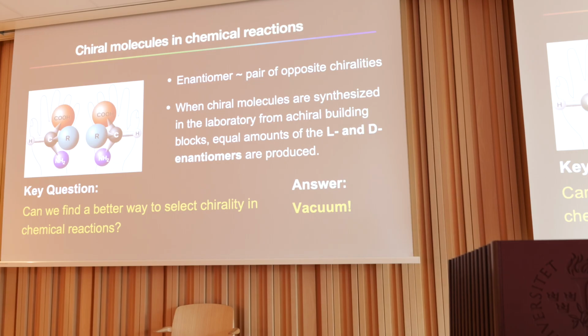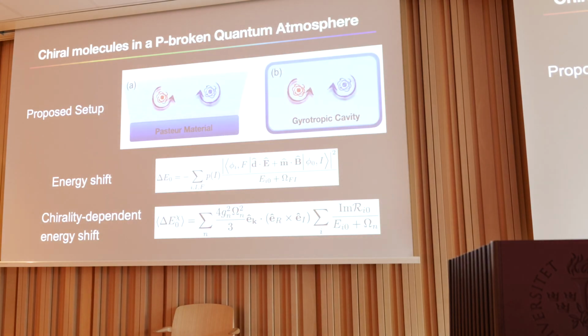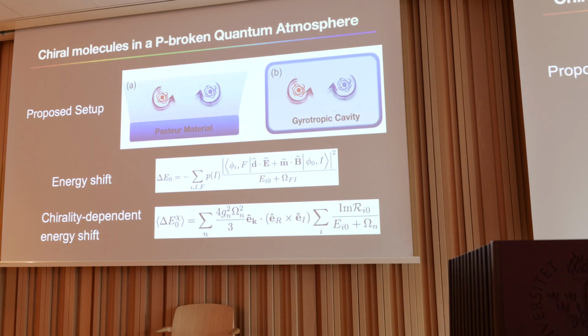Our answer is vacuum. When I say this, people usually laugh, like it's a joke. How can you use vacuum to select chiral molecules? Here, by vacuum, I don't mean the trivial vacuum. It's a vacuum close to some material, a vacuum in the cavity, because the vacuum can inherit the symmetry breaking in the materials. So the vacuum in the cavity has some symmetry fingerprint in it.